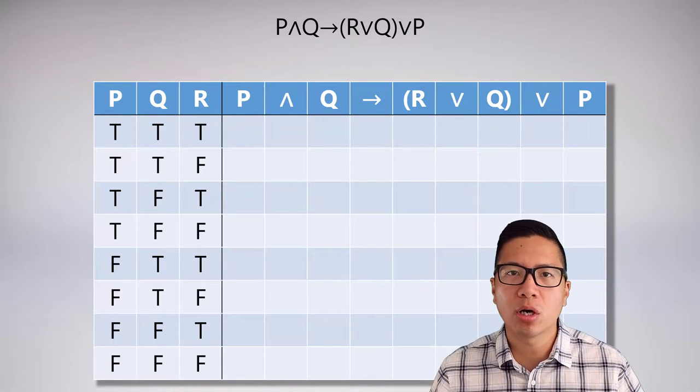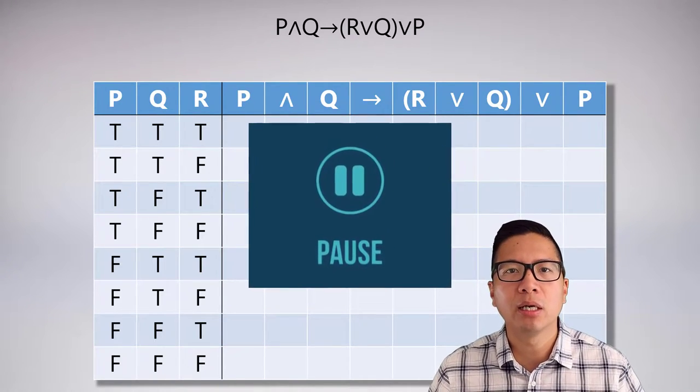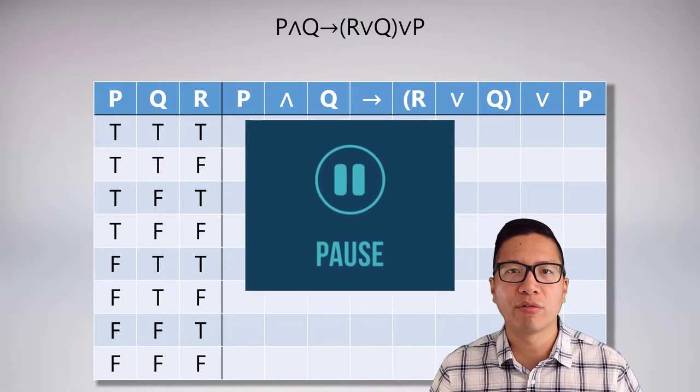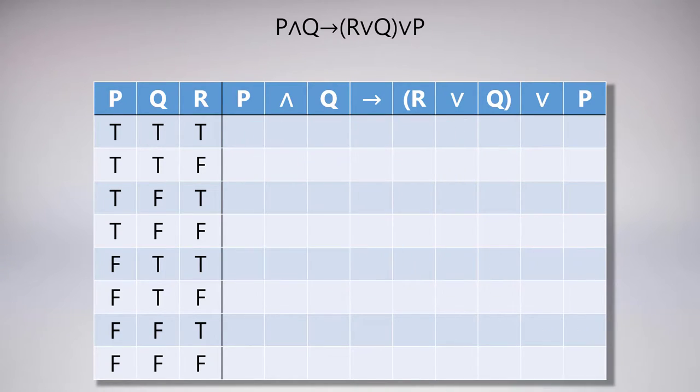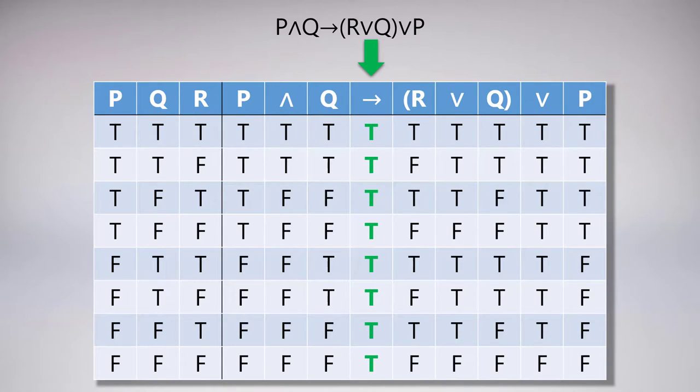I want you to give this a shot, fill out this truth table completely, and then we'll focus together on identifying the semantic properties. Once you're done filling out the table, you hopefully got something that looked like this. Now notice that I marked the main connective here with an arrow over the conditional, and that's the column that I care about.